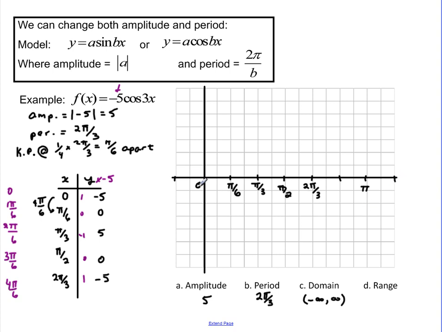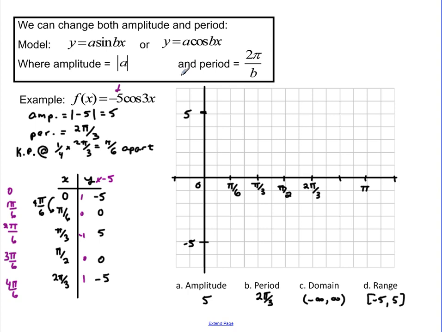Now, our y values, we're going from -5 to +5. That's our range. -5 to +5. That's based on our amplitude above and below the x-axis. So we're going to go to 1, 2, 3, 4, 5 along our vertical axis here for our maximum. 1, 2, 3, 4, -5 here below the x-axis for our minimum.